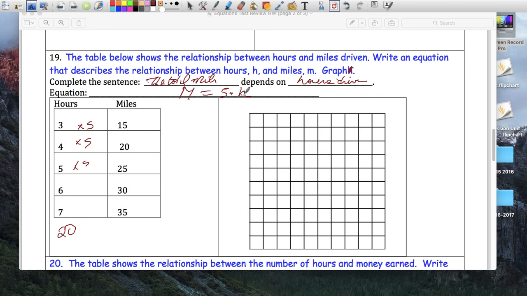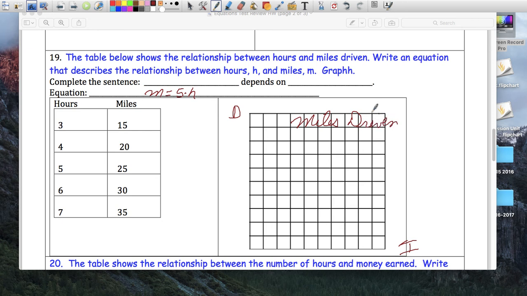Independent goes here, dependent goes there. Let's label this: this is hours, and this is money. For the hours, we're going to skip count by 5s: 0, 5, 10, 15, 20, 25. Great, it fits. Then over here, 30, 60, 90, we can go by larger steps. You don't have to, but because you have the room, spread it out: 30, 60, 90, 120, 150.